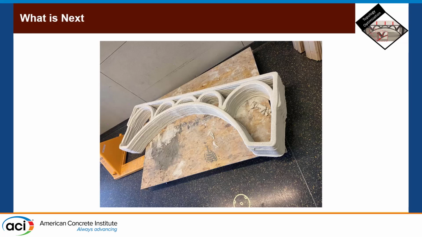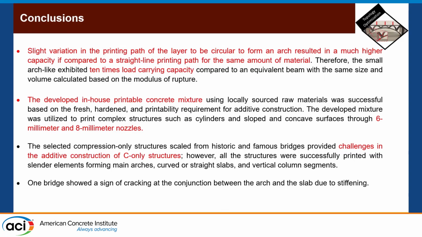We scaled it up, so we actually printed 6 feet by 2.5 feet with a thickness of 1 foot. And this is a material in the market that we used. We didn't use our material because you have to prepare tons of it, and it's really tough, but we will also try to do that. So as a summary, with slight variation of printing path, you actually can achieve higher capacity because you load the layers in compression. The material is actually very good in printing.